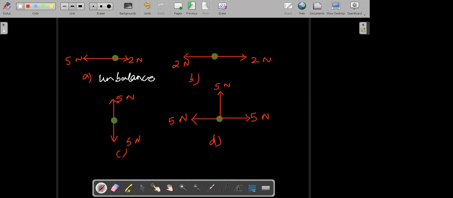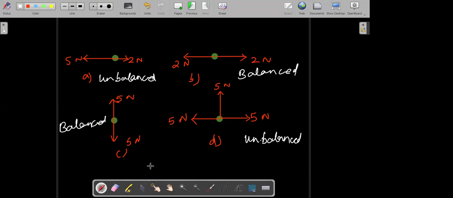What about B? Balanced, because the net force is 0. Okay, here the forces are balanced. What about C? Balanced, because net force is 0. What about D? Unbalanced. Okay, D is unbalanced. Will the answer be negative 5 Newton, the net force? No, the answer is 5 Newton.